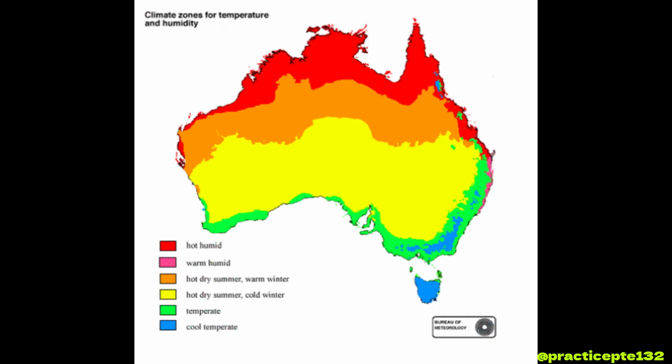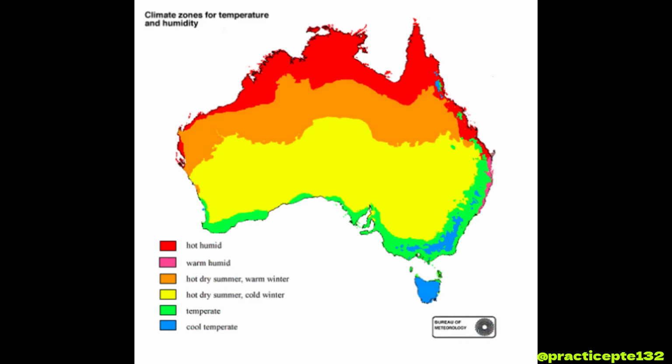This picture gives information about climate zones for temperature and humidity. According to the picture, the largest area can be found in the hot dry summer, cold winter in yellow. It is in the middle of Australia. However, the smallest area can be found in the cool temperature in blue.